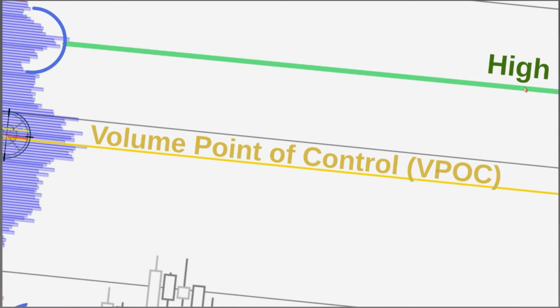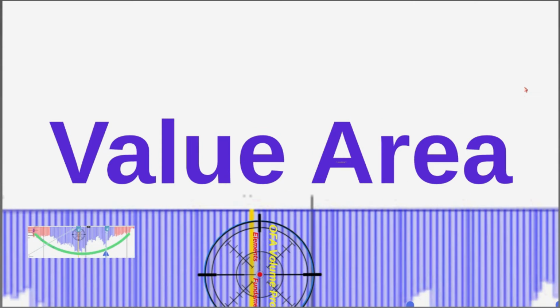In fact, here we are at value area. I can see my presentation is a little slower than what's on my screen. So the next element of the volume profile: so far we've talked about volume bars at price, the price distribution, that bell-shaped curve, and the high volume areas, low volume areas, and volume point of control. The next one is the value area.